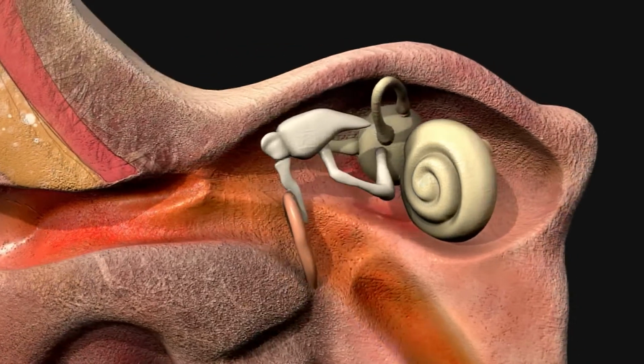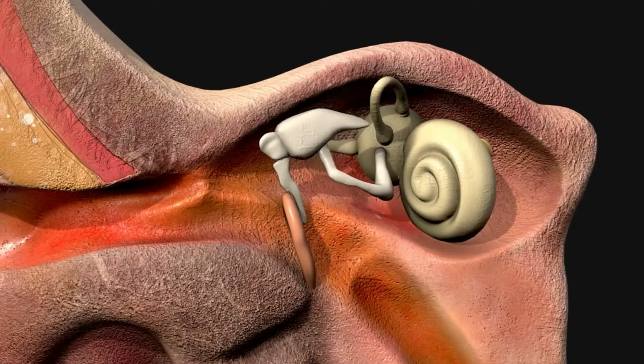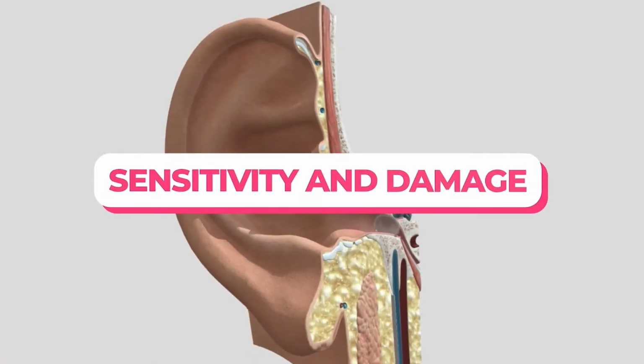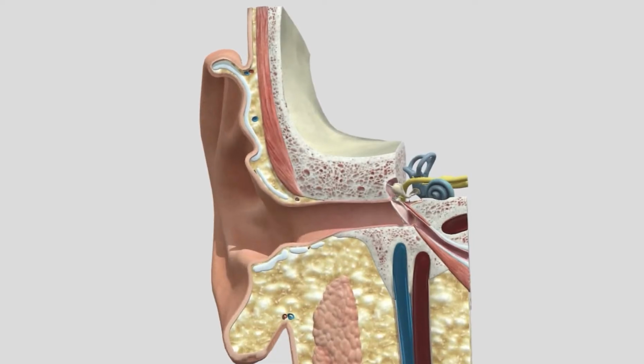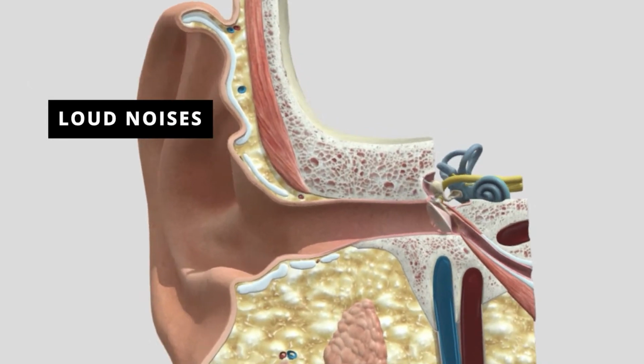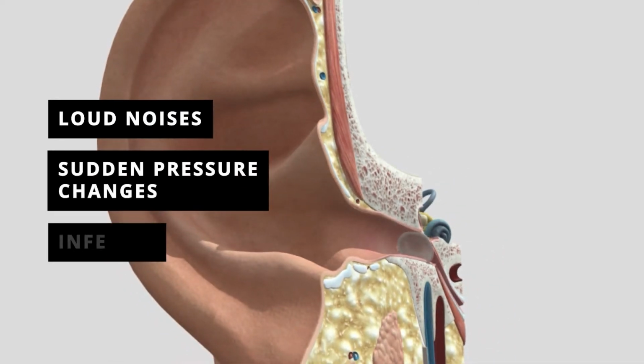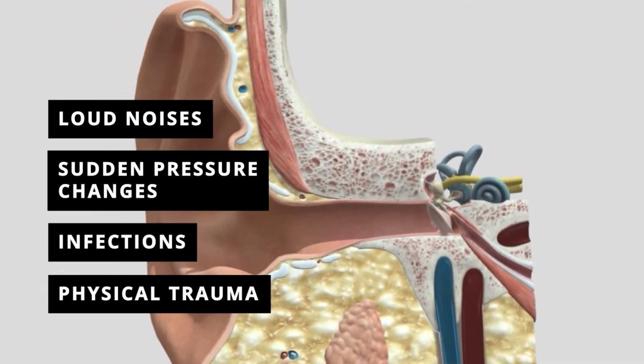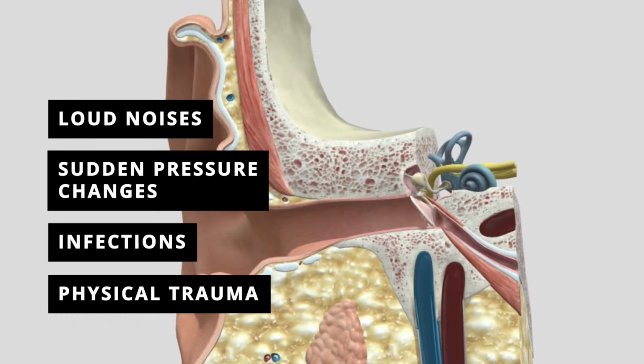It also helps to maintain the proper pressure balance between the external environment and the middle ear, which is crucial for the proper functioning of the middle ear bones. Sensitivity and damage. The eardrum is sensitive and can be damaged by various factors, such as loud noises, sudden pressure changes, infections, or physical trauma, like poking it with a cotton swab or other object.